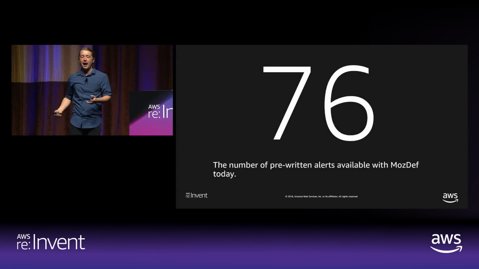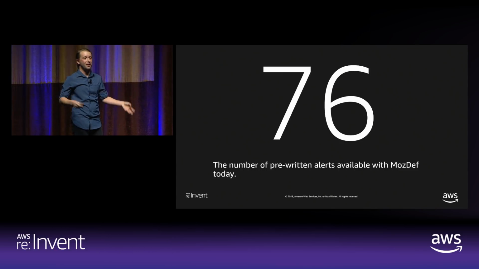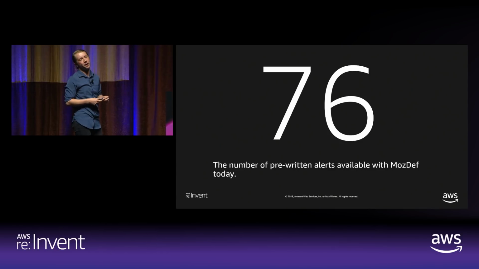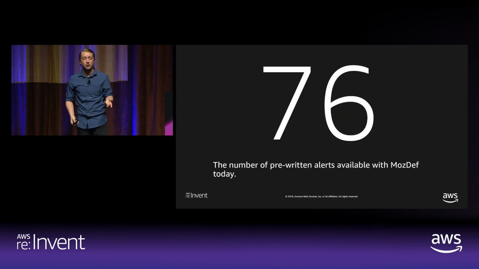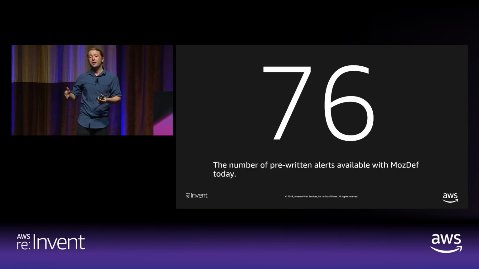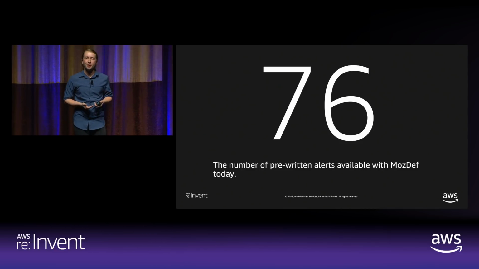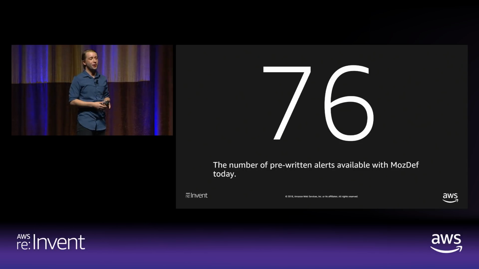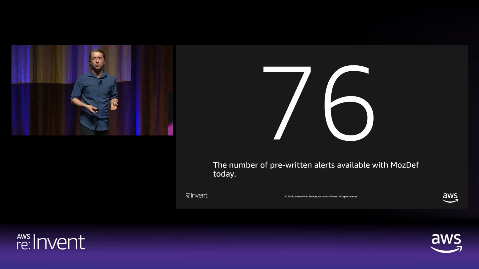So today we have 76 pre-written alerts that live in github.com/mozilla/MozDef for just about every product that we use, that we get data from and ingest into MozDef. All of these alerts aren't activated out of the box for you because we don't want to make assumptions about your organization, but these are very easy to activate, and we produced a little bit of documentation to help you get up and running and modify the CloudFormation to do that.